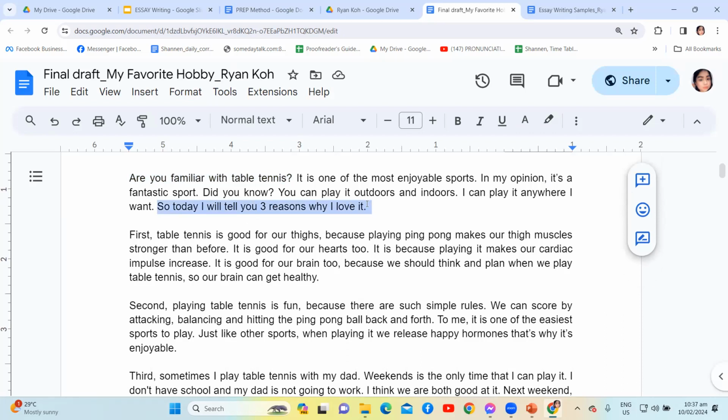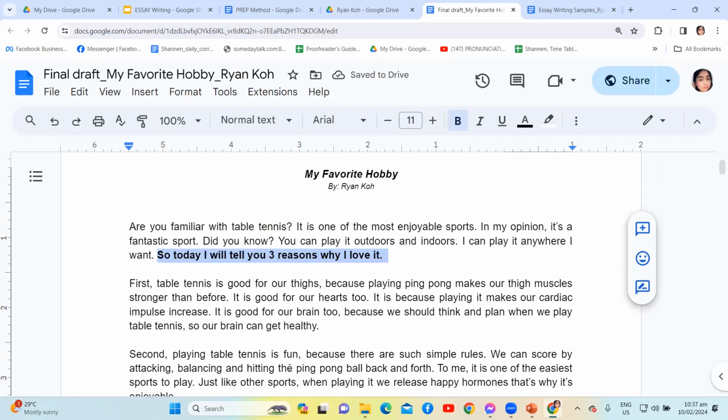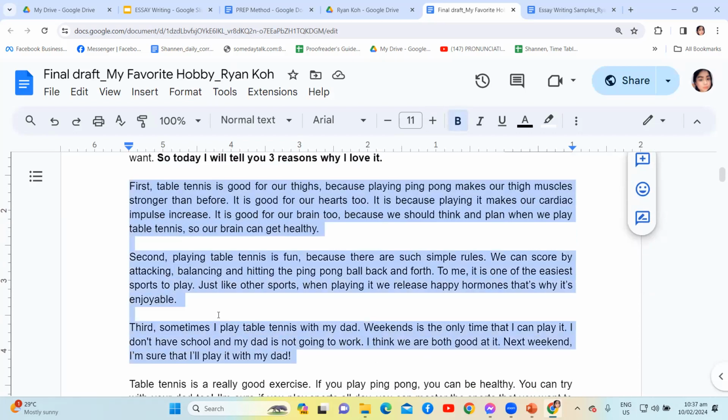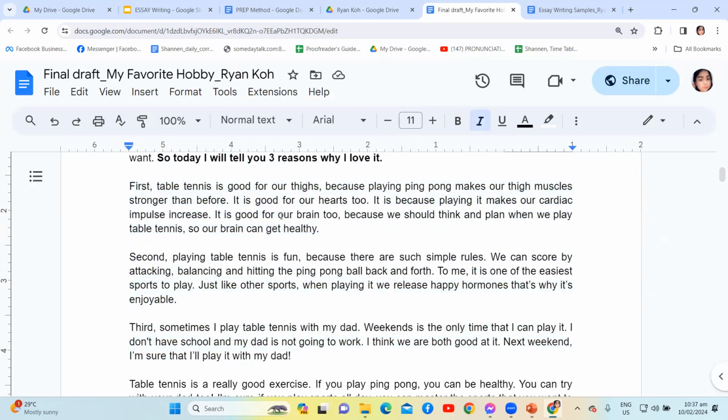Ito ang tinatawag na thesis statement. Nasa introduction ba siya? Yes. Ngayon, ito na ang kanyang 3 paragraphs. At ang bawat paragraph niya has a topic sentence. Pero syempre, hindi ko na nilagay topic sentence 1. Essay na kasi ito. Ito talaga yung pinaka-output niya. First, table tennis is good for our thighs because playing ping pong makes our thigh muscles stronger than before. It is good for our hearts too. It is because playing it makes our cardiac impulse increase.